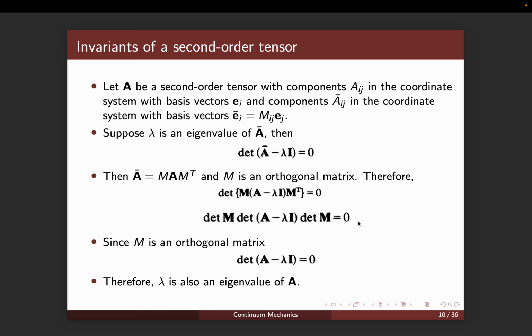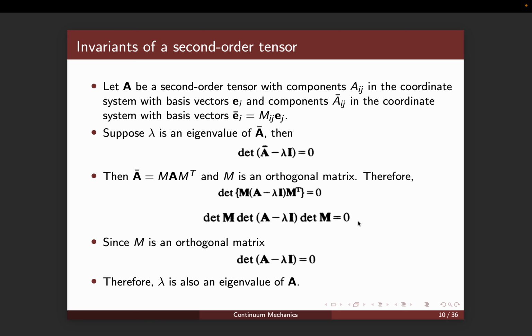In this video, we talk about invariants of a second order tensor, deviatoric tensor, and vector calculus. Let A be a second order tensor with components aij within the coordinate system with basis vector ei, and the components a bar ij in the coordinate system with basis vector e bar i. So e bar i is related to e i through an orthogonal matrix M.